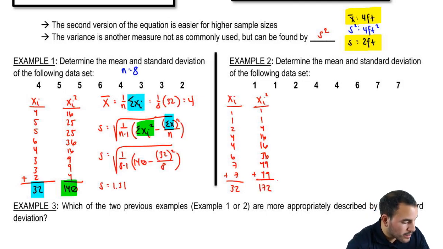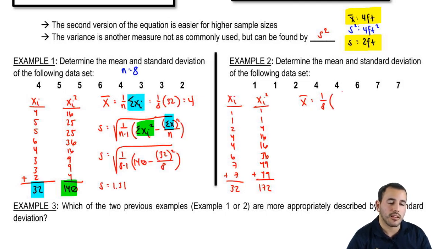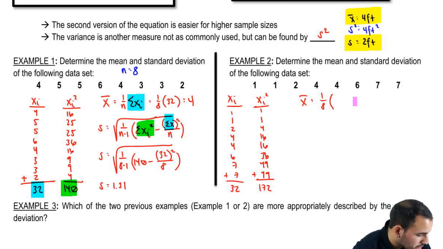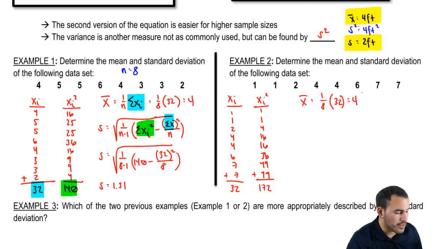So now how do we get our x bar? It's 1 over, how many observations do we have? A total of 8. So 1 over 8 times, and what was our sum of xi? That ends up being the 32. Add up each individual observation. We get a mean of 4. So we're actually centered around the same thing for both of these. But now, let's see what happens to the standard deviation. Even though we have the same midpoint, maybe these two distributions are a little more spread out than the other.